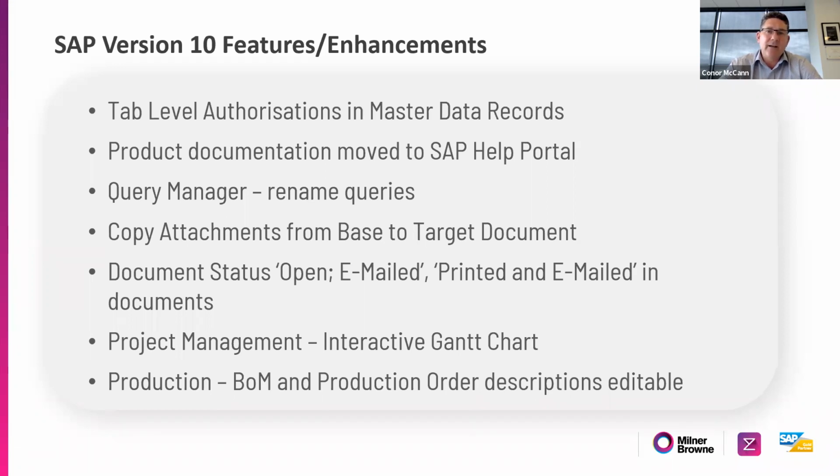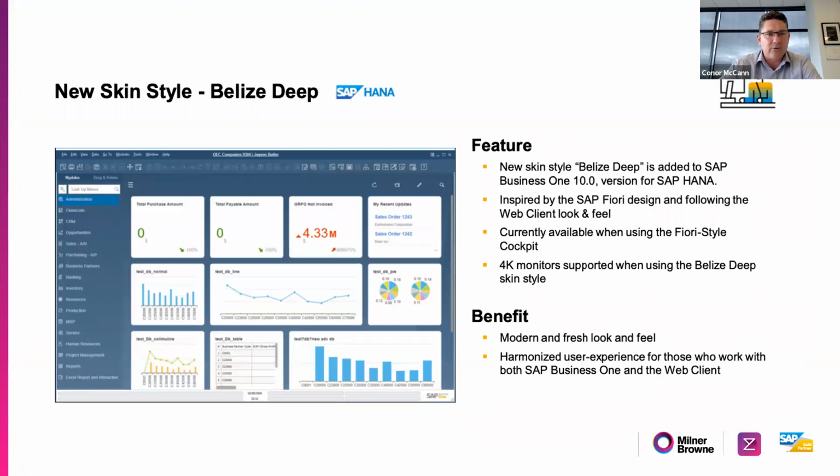For those of you who work in project management, you're all familiar with Gantt charts. So there is an interactive Gantt chart inside the project management module now. The next one there is in production, another one I picked out, again from recent discussions with a customer, is that previously you were not able to change the description of a bill of materials on a production order. You had to take the bill of materials name and you couldn't edit it. Now you can copy a bill of materials into a production order, but you can change the description of that production order.